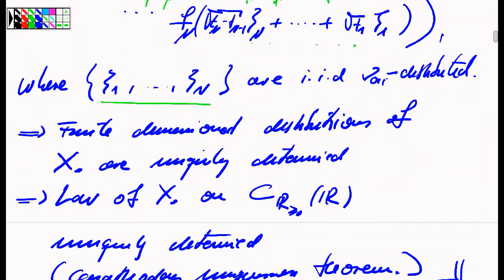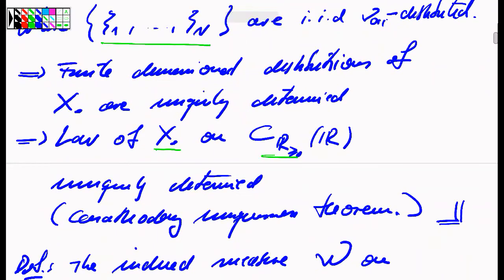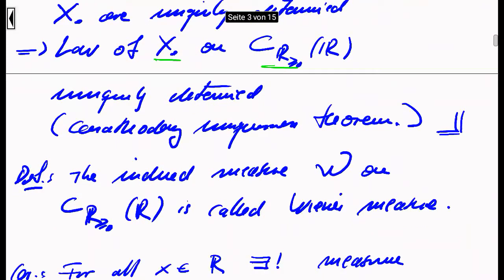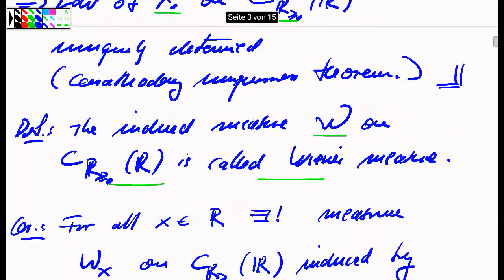And therefore the law of a standard Brownian motion, interpreted as a random variable which assumes values in the collection of continuous functions on the non-negative real line with values in the reals, this law is uniquely determined. And the corresponding law, this probability measure that we have just effectively introduced, has a name: it's called the Wiener measure, and it's now uniquely determined.